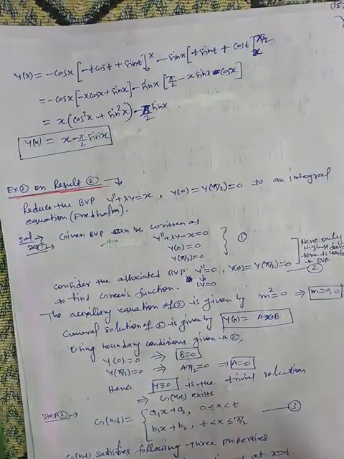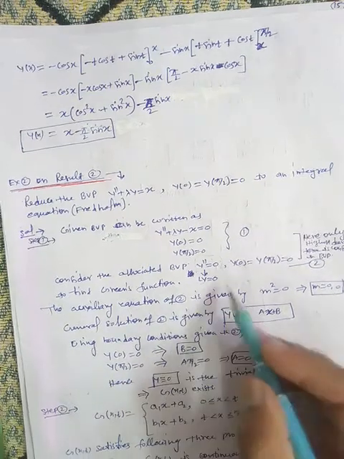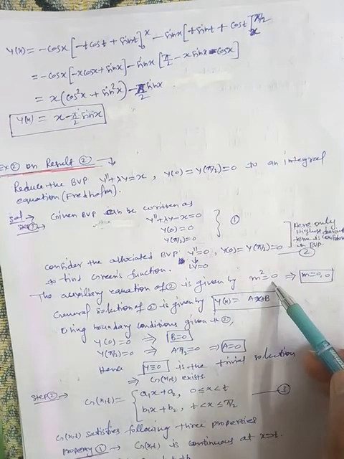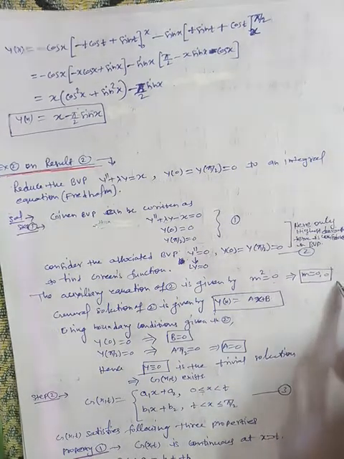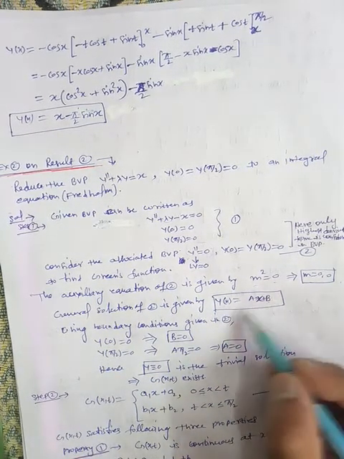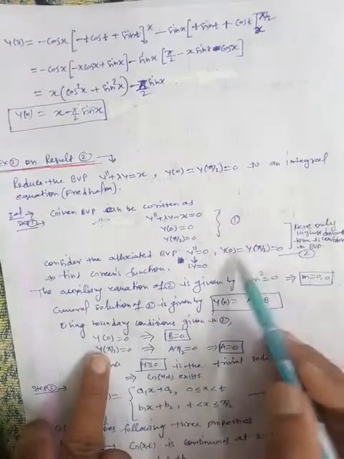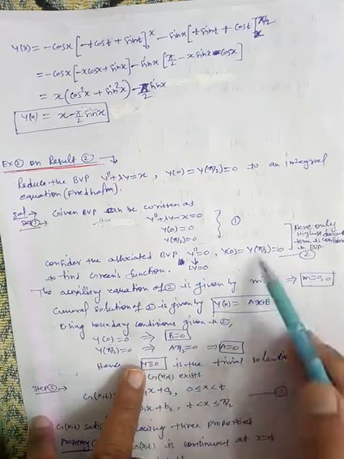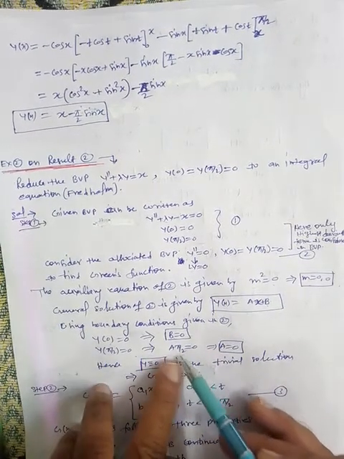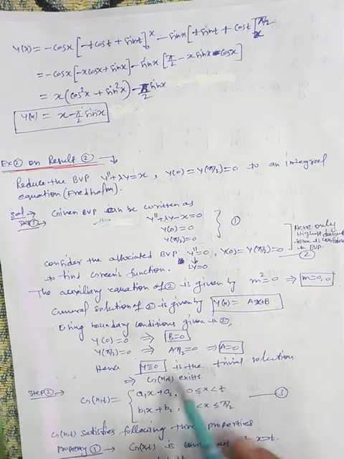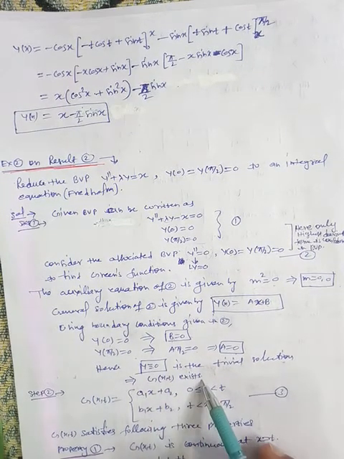So this is your Ly = 0. Now solve this equation. The auxiliary equation gives m = 0, 0, so the solution is y(x) = ax + b. Now y(0) = 0 gives b = 0. y(pi/2) = 0 gives a pi/2 = 0, so a = 0. Hence a = 0, b = 0, so y = 0 is the trivial solution, so G(x,t) exists.